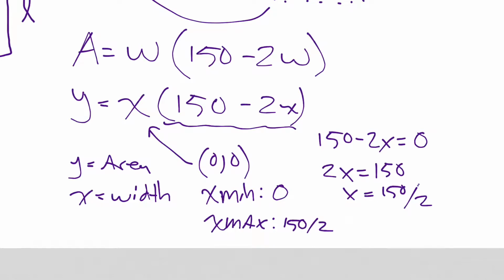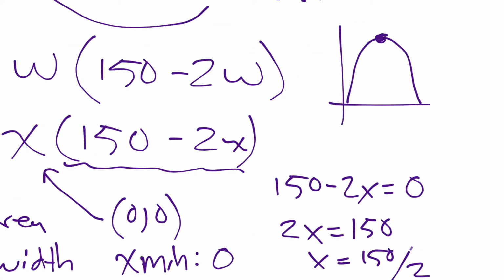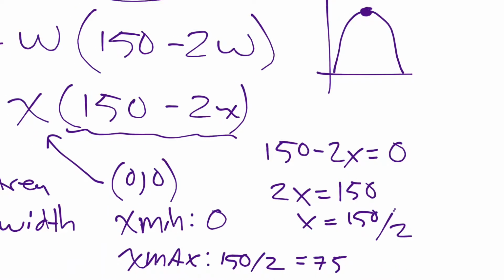X max at 150 over 2. You can write that as 75, or you can just plug in 150 over 2 into your window and it will do it for you. No biggie there. So once you enter your X-min and your X-max on your window, hit zoom fit and you'll get a magnificently perfect window. It'll look just like that, and you can go from there. So once it's graphed, we want to go ahead and find that maximum value up here.